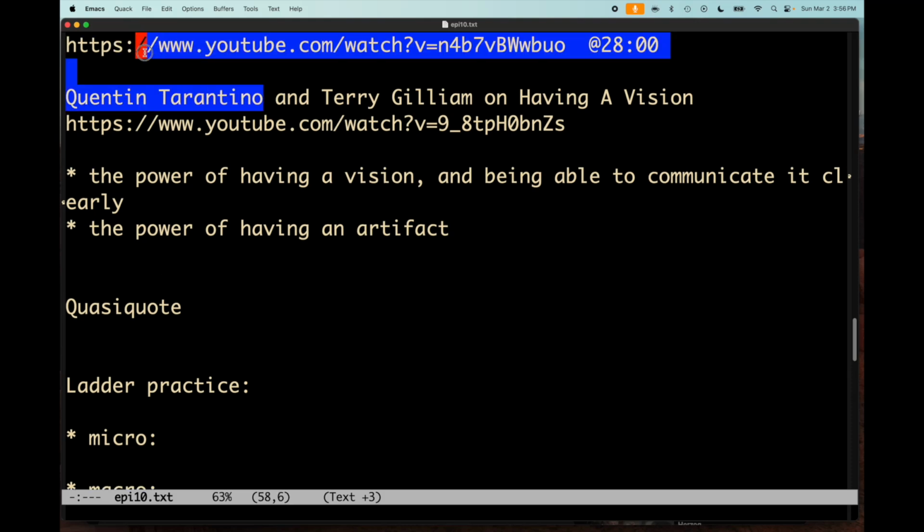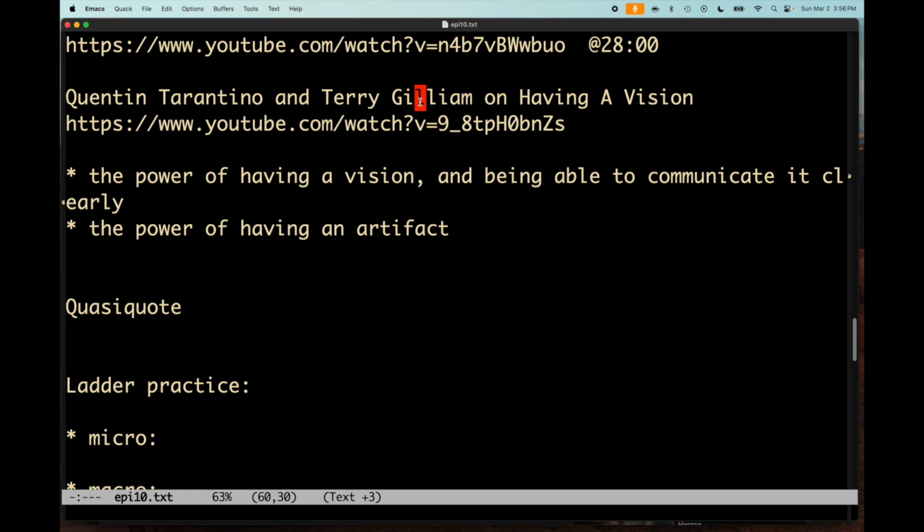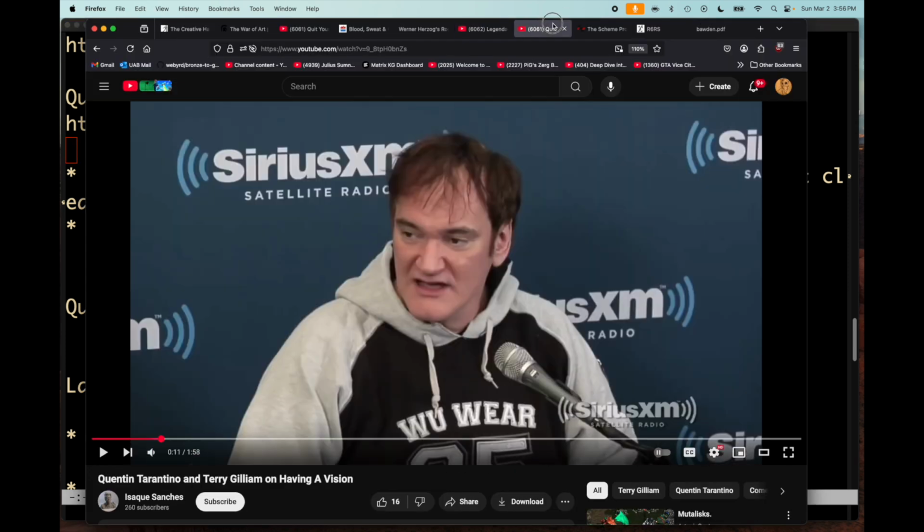Here we go. Quentin Tarantino and Terry Gilliam on having a vision. That's another video that I found. Tarantino has told this story multiple times. Now, Tarantino, polarizing person, polarizing movies. The movies are not for everyone. Some people hate the movies. But you have to say that he has a vision. There is a Tarantino movie and style, like it or not, he's got his own thing.